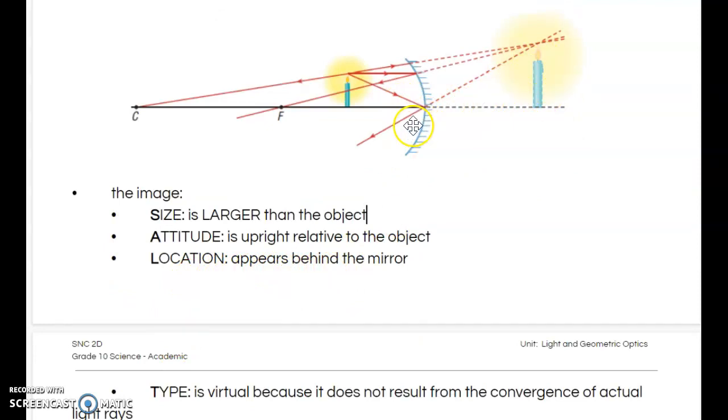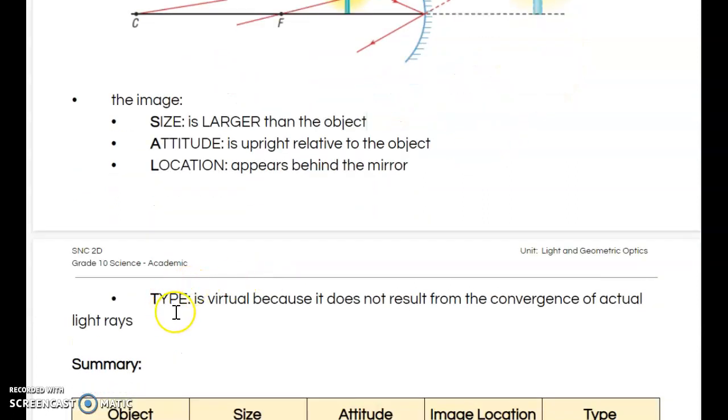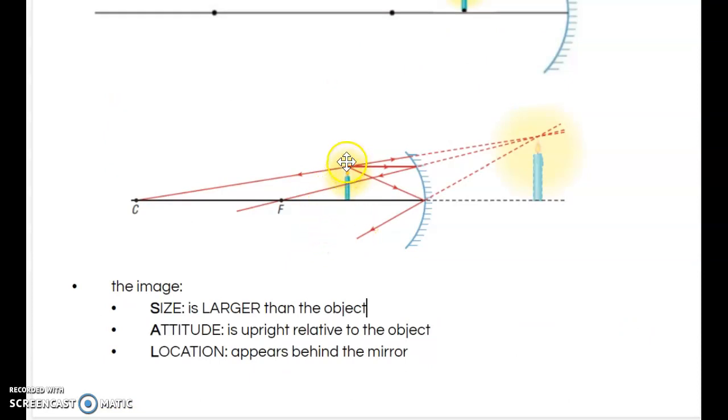The reason the location appears behind the mirror is because the reflected rays do not converge in front of the mirror. The only way is if I extend the rays behind the mirror to form this image back here. That means the type of image being formed is a virtual image, because it does not result from the convergence of actual light rays. The real image is the convergence of actual light rays in front of the mirror, but these are light rays that have been extended past the mirror.